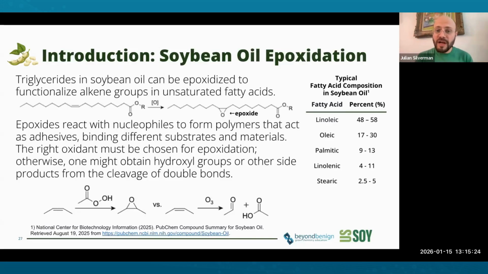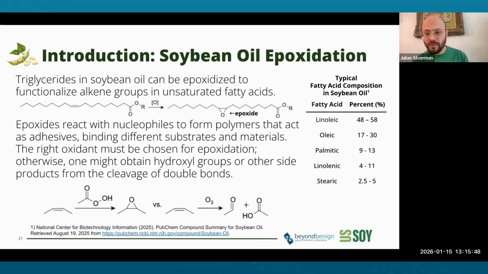A very brief introduction to soy chemistry. Soybeans are made of a variety of proteins, carbs, and oils. When pressed, you can get soybean oil, which is made of a variety of different lipids, including these unsaturated fatty acids that you see here. Those double bonds can be mildly oxygenated, or there can be a mild oxidation to get to these epoxides.